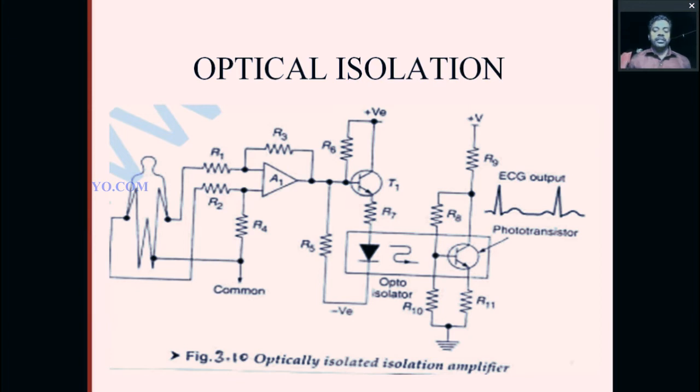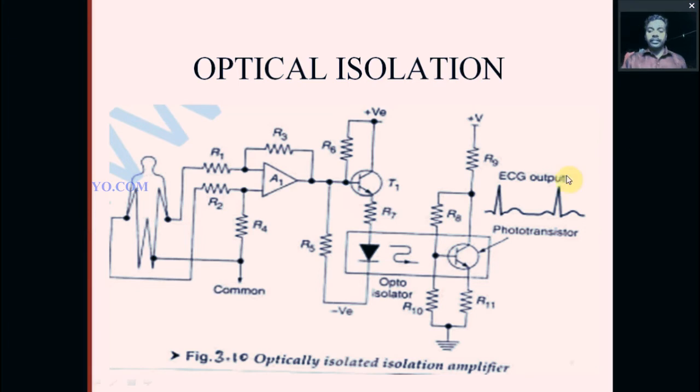This is the opto isolator. Then on the second side, the high voltage side, we have a phototransistor. The base of the phototransistor is the input. It receives the light coming from the LED or laser on the low voltage side. This base voltage is amplified and produced at the output on the high voltage side, that is the ECG output or EEG output.